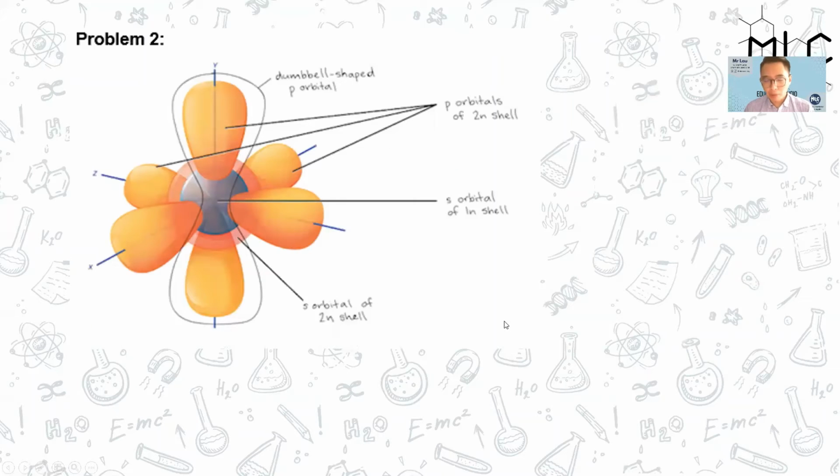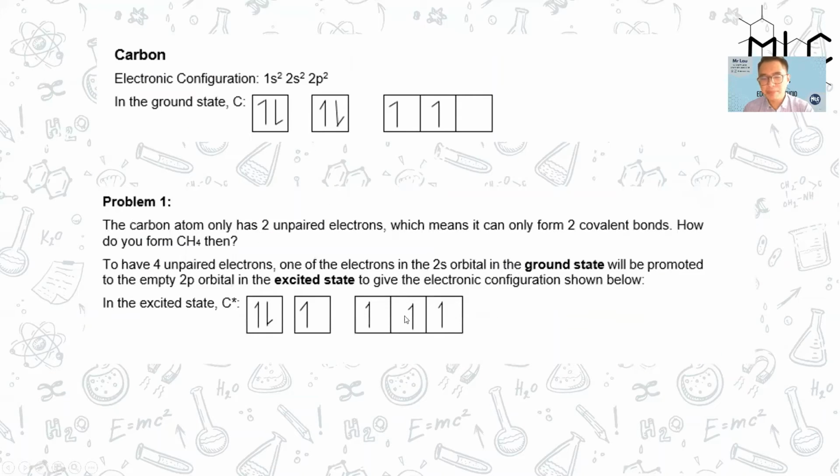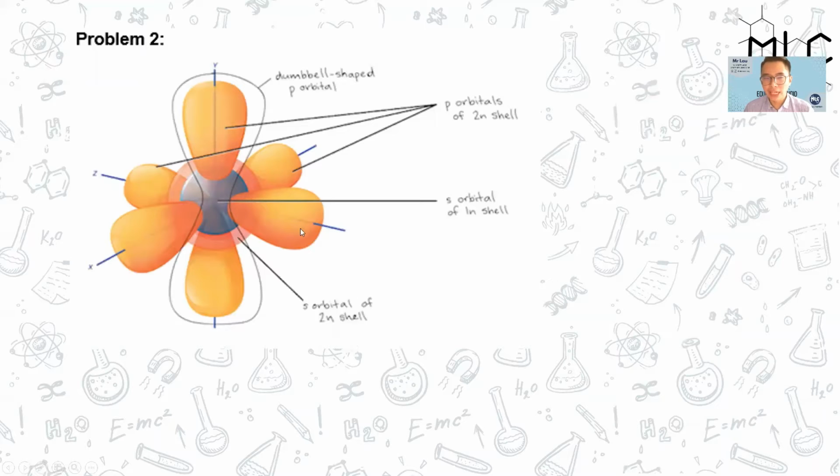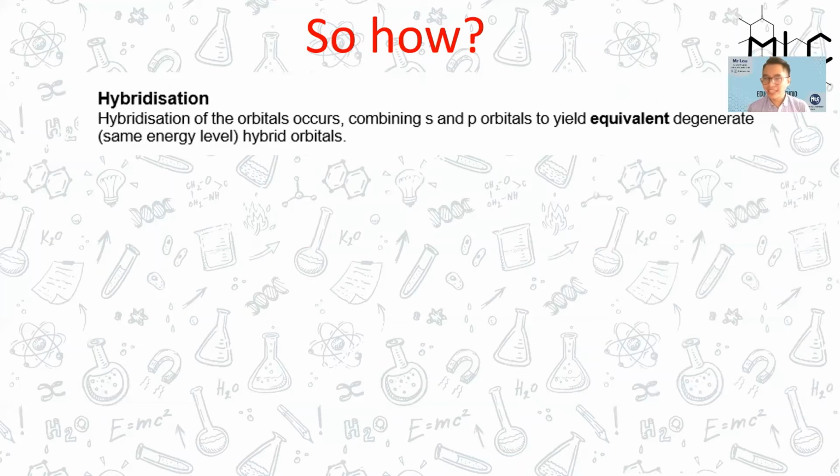Now, what is the problem with that? The electrons are in the s and p orbitals, and p orbitals are 90 degrees away from each other, which means the bond angle you would expect will also be 90 degrees. But we know that the CH4 methane molecule is 109.5 degrees. So this is why we introduce something called hybridization.